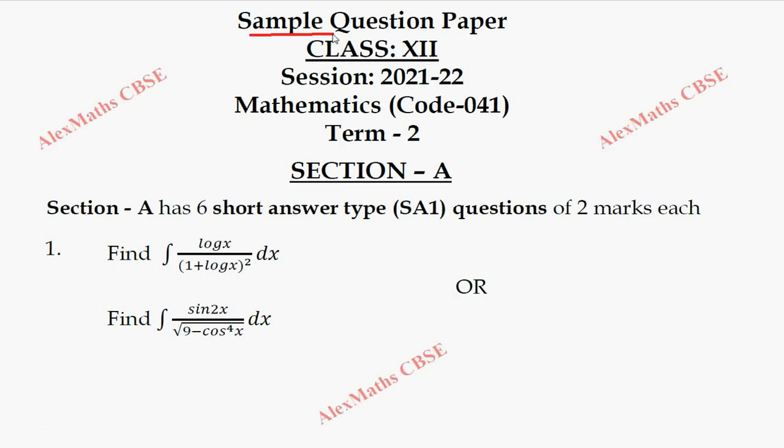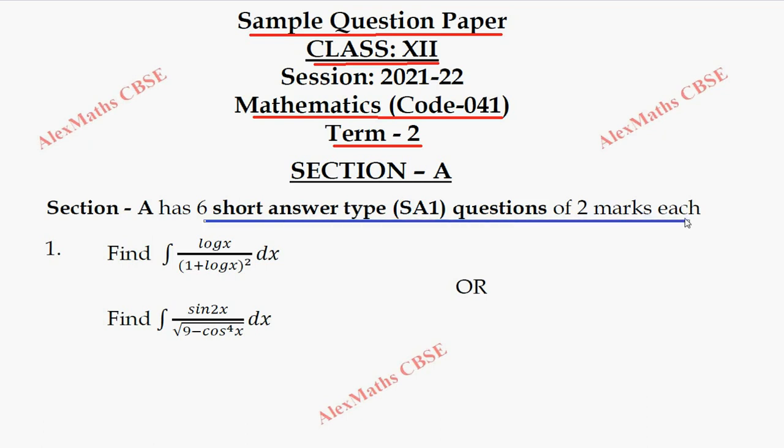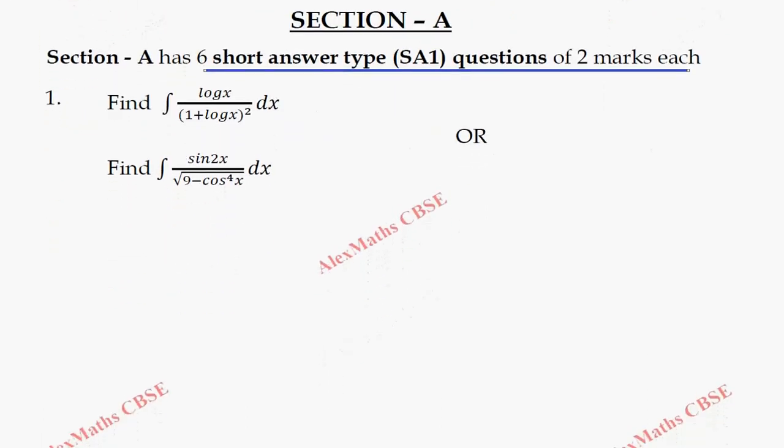In this video, we are going to solve the sample paper Class 12 Mathematics Term 2. Section A has 6 short answer type questions of 2 marks each. Let's start with question number 1.